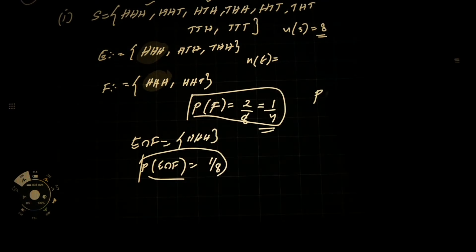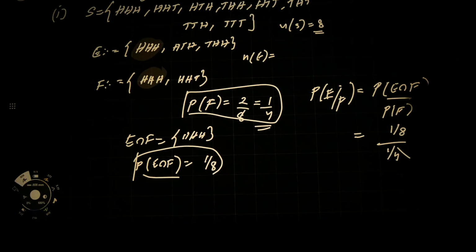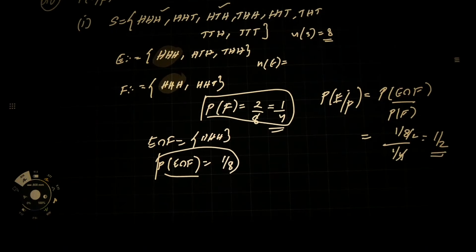Now, P of E given F is equal to P of E intersection F divided by P of F. What is P of E intersection F? 1 by 8 divided by 1 by 4. So this will be 1 by 2. Alright, so that is question number 6, first part. Let's go to question number 6, second part.